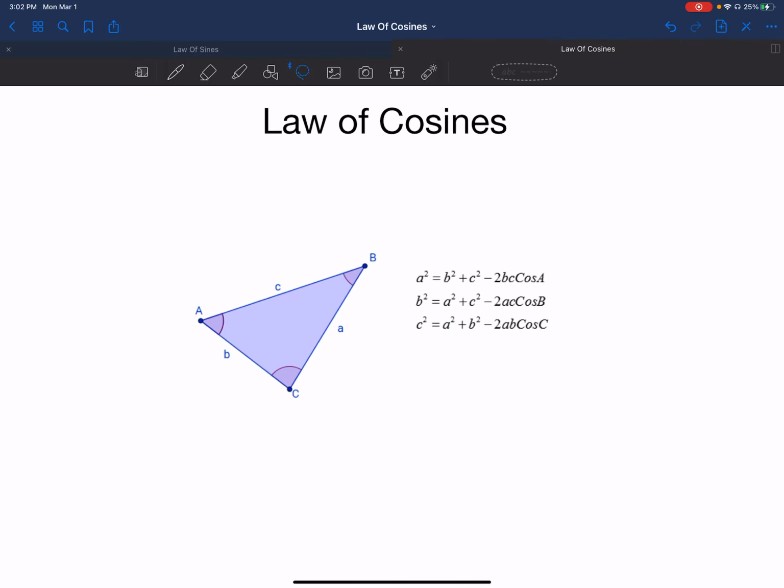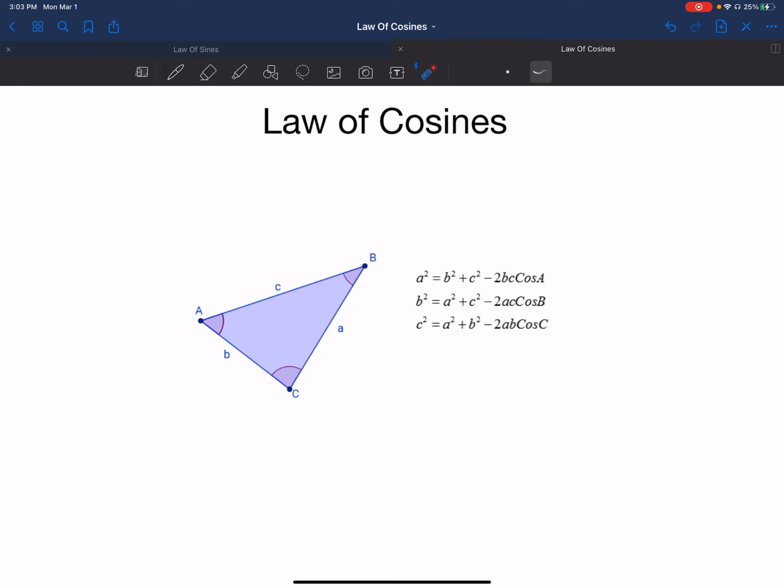The law of cosines is actually divided into three different equations, but if you look at the equations, they actually follow the same pattern. All of them have three letters. As you can see on this triangle, you have A, B, and C for angles A, B, and C and sides A, B, and C. When we look at the first equation, you have A squared equals B squared plus C squared minus 2 times B times C times the cosine of A.